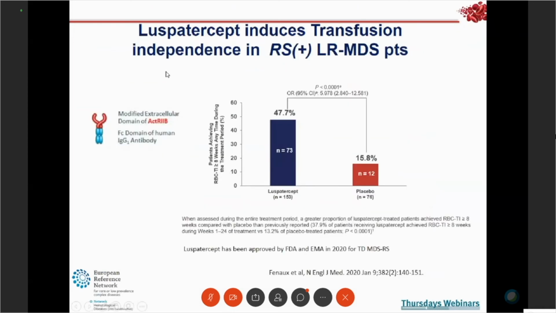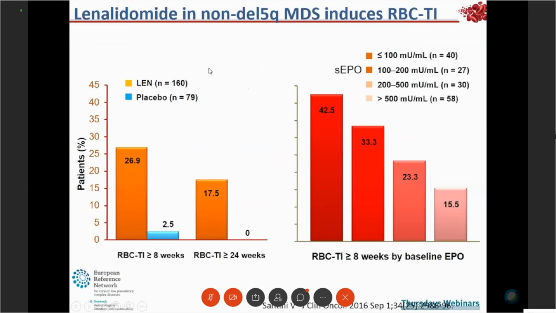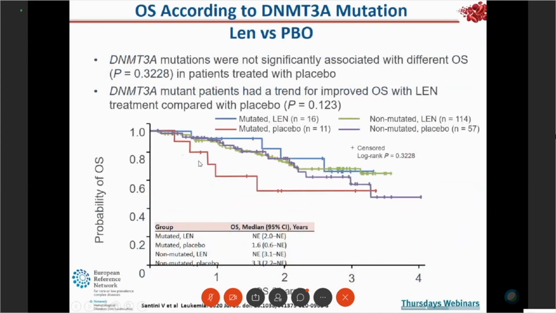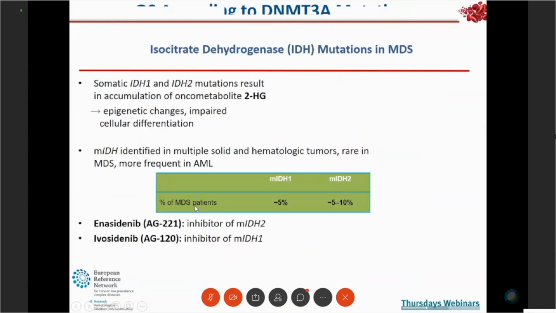to therapy, like it happened for SF3B1 mutated MDS and treatment with luspatercept, or in non-del(5q) patients treated with lenalidomide, for which ASXL1 was a negative predictor of response, whereas DNMT3A and EZH2 had a trend to a better response. DNMT3A mutated patient treated with lenalidomide had a significantly better overall survival than the patient not receiving lenalidomide.